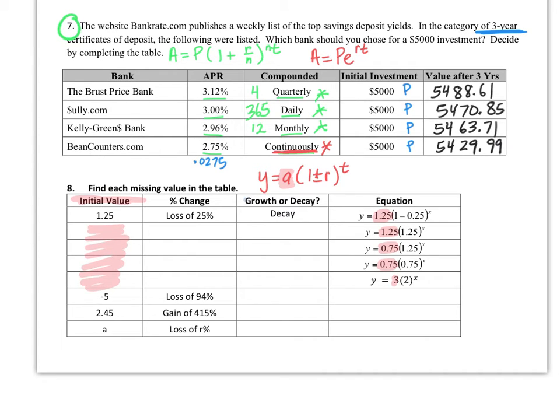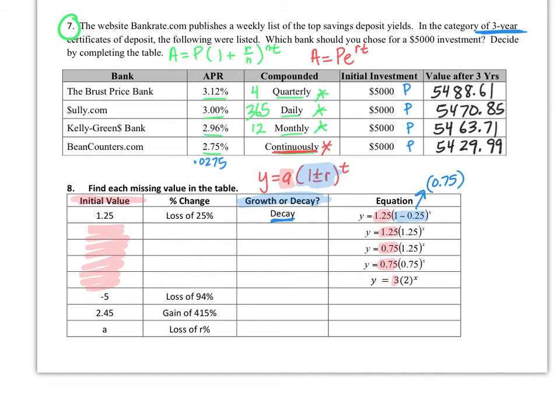Well, this part depends on what's inside of here. So if you have a number that's greater than 1, it's a growth. If it's between 0 and 1, it's decay. So notice that if I say 1 minus 0.25, that actually gives me 0.75, right? That's 3/4. That's less than 1. That's why this is a decay.